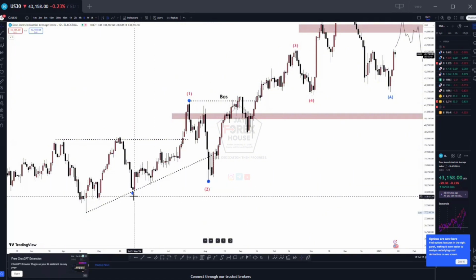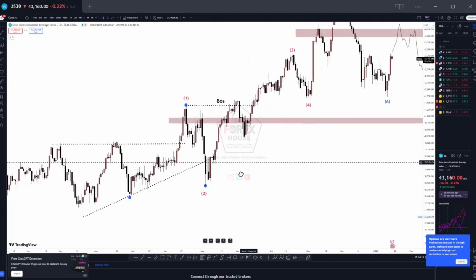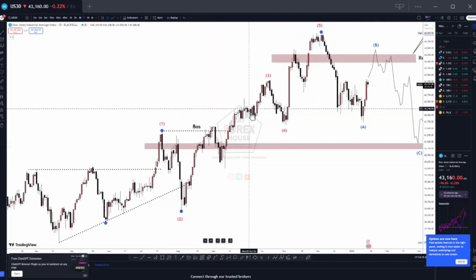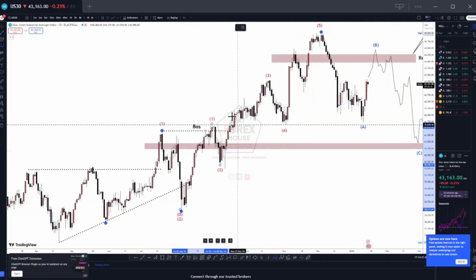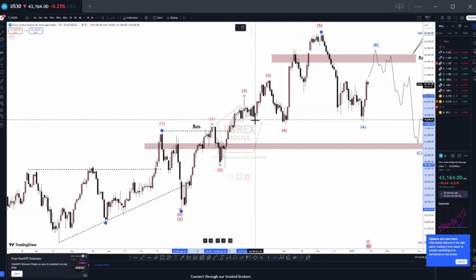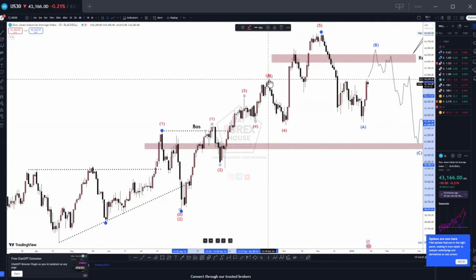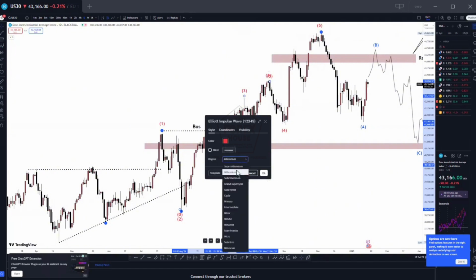As you can see, it never went below this. Okay, it never went below this. So this counts for wave two. And then wave two heads on to create an impulsive wave, which we can identify from here as 1, 2, 3, 4, and 5 to give us insight to what's going on.